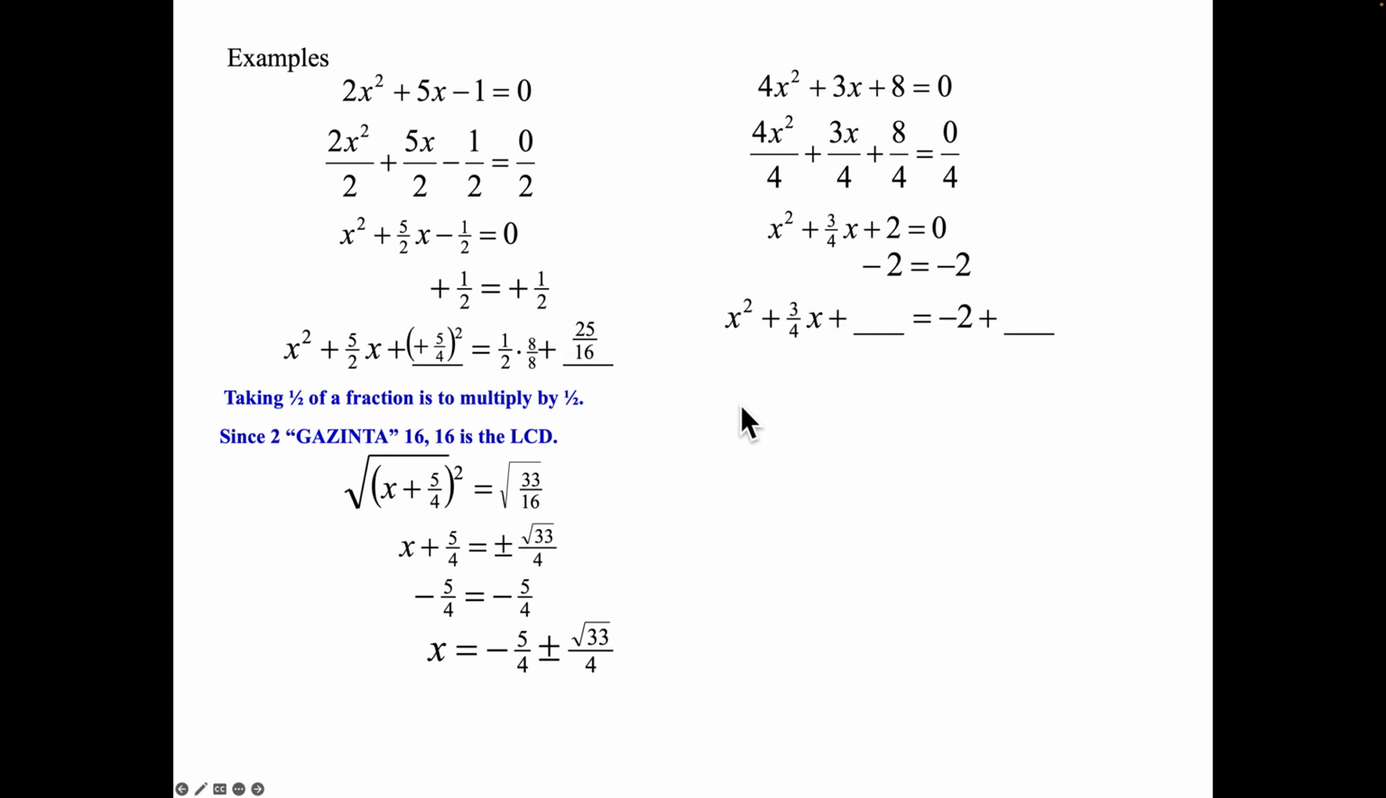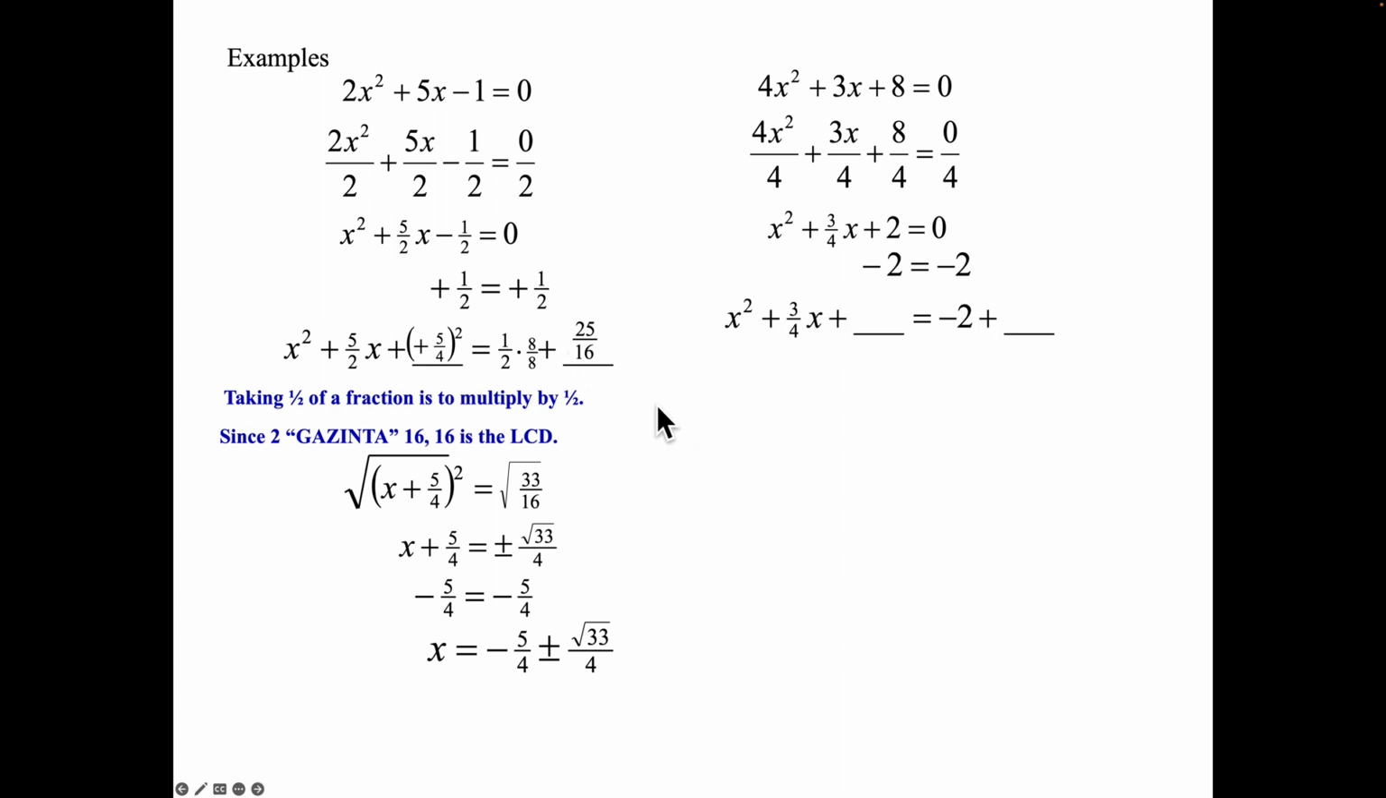4x squared plus 3x plus 8 equals 0. Yeah, I guarantee there's going to be no factors here. All even factors, and you need an odd factor to get in the middle. So divide everybody by 4. x squared plus 3/4 x plus 2 equals 0. Subtract over the 2. Put in your plus blanks.